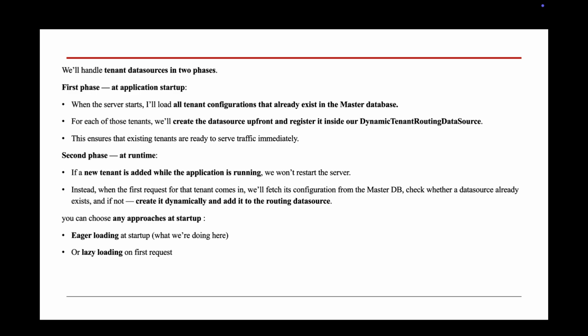For each of those tenants, we'll create the data source up front and register it inside our dynamic tenant routing data source. This ensures that existing tenants are ready to serve traffic immediately. Second phase, at runtime. If a new tenant is added while the application is running, we won't restart the server. Instead, when the first request for that tenant comes in, we'll fetch its configuration from the master DB, check whether a data source already exists, and if not, create it dynamically and add it to the routing data source. This means you can choose both approaches: eager loading at startup, what we're doing here, or lazy loading on first request.